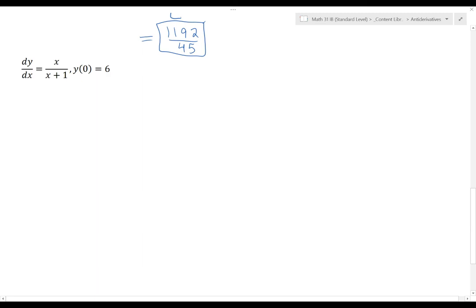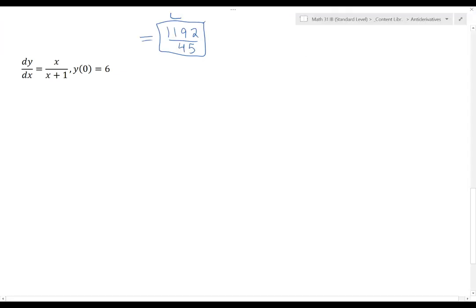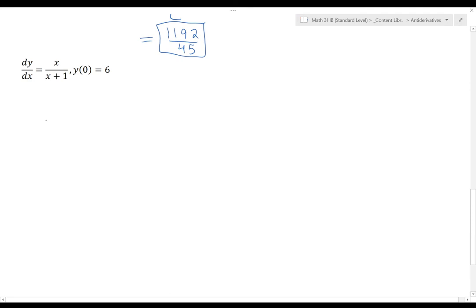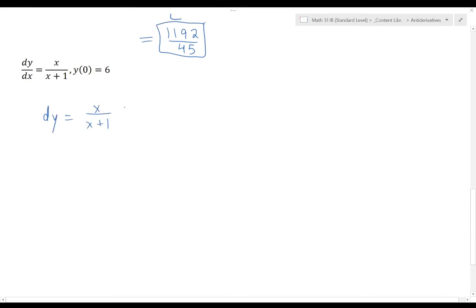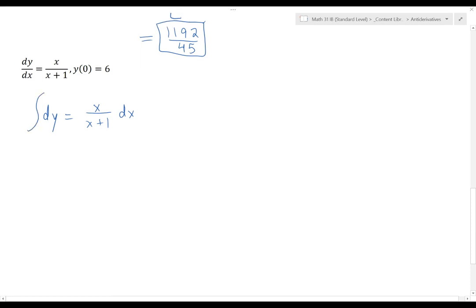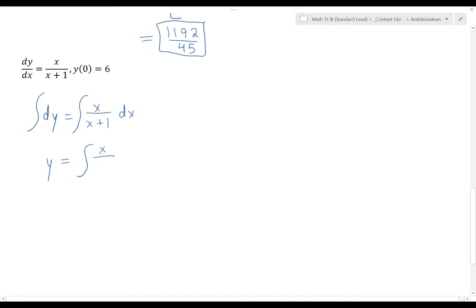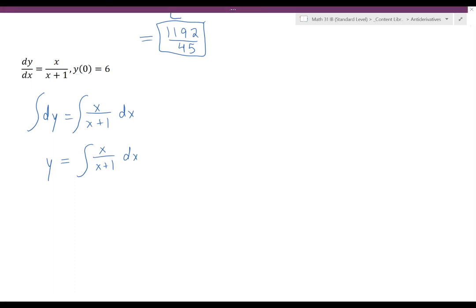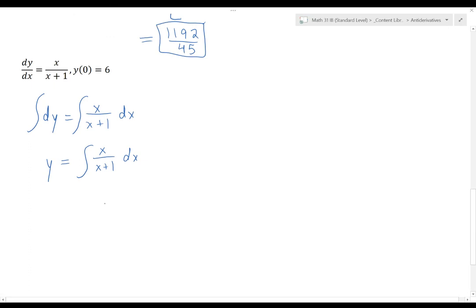And then the final example we're going to do, again, a slightly different format. It's not given to me in the integral format, and it is an indefinite integral here. I'm finding a function, but I have an initial condition, so I will be able to figure out the value of c. So I'm going to separate this. I get dy equals x over x plus 1 dx, which means that I can integrate both sides. So I get y equals the integral of x over x plus 1 dx.